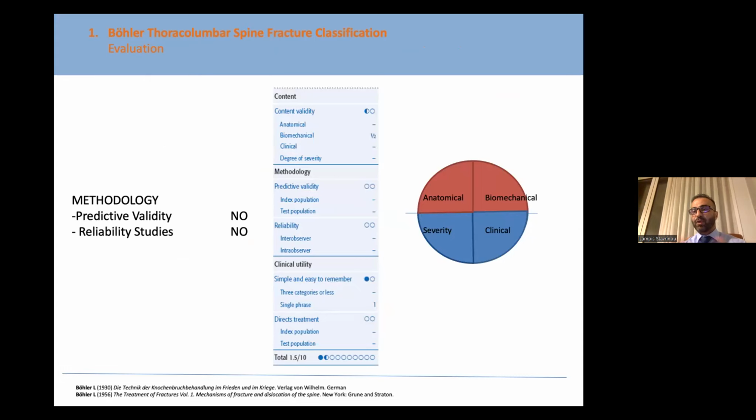Of all the four factors that a classification system ideally should take into account: anatomical, biomechanical, severity, and clinical, this one looks into, as I said, the anatomical and the mechanism of injury, which limits, so to say, its applicability and its practicality.